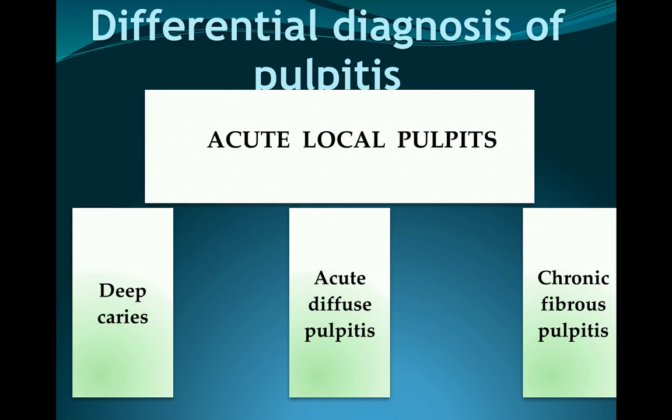Then, when we probe the caries cavity, if there is acute local pulpitis, probing may be painful just at one point, near the pulp. If there is acute diffuse pulpitis, probing may be painful everywhere on the bottom of the caries cavity, because with acute diffuse pulpitis, all of the pulp is in inflammation.